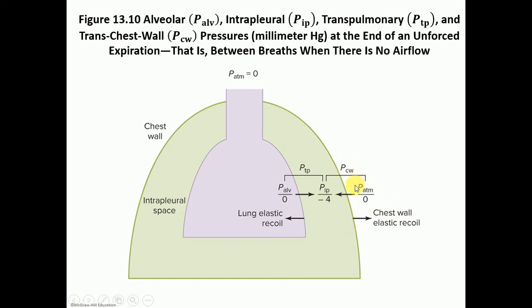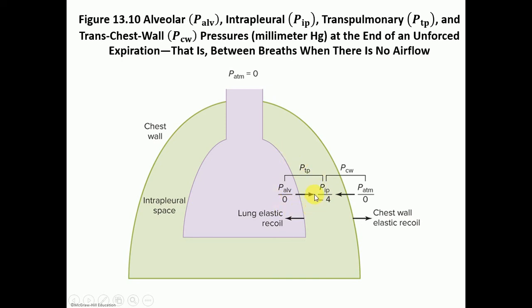So you have the atmospheric pressure that is 0, while the pressure inside of the pleura, PIP, intrapleural pressure, is -4. So if you do the math, we said that transmural pressure is the pressure inside of the wall minus the pressure outside of the wall. So if you do the math here, -4 minus 0, so this PCW, that stands for the pressure of the trans chest wall, would be equal to -4.